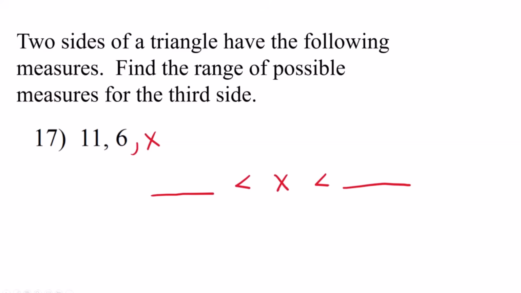A range means you're going to have a smaller number and a larger number, and x is going to be between those two, but not actually equal to them. So the way you do that is the first number is going to be these 2 numbers subtracted. So that's going to be 5. And this one's going to be adding them together, and that will be 17. So there's many answers. Any number between 5 and 17 will make triangles with 11 and 6.